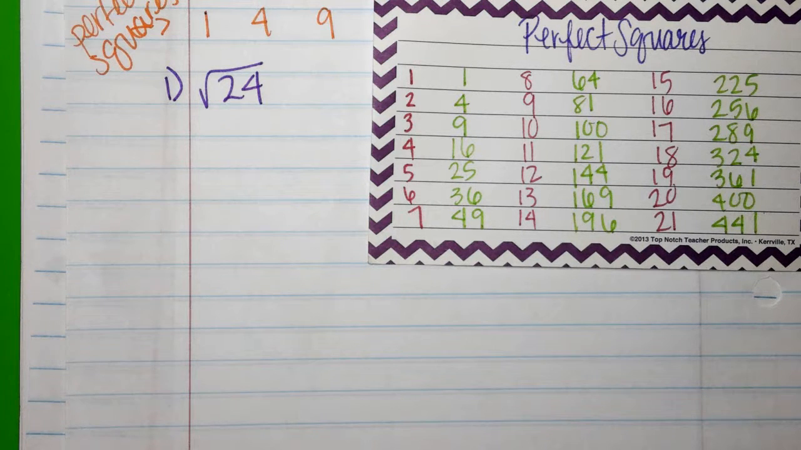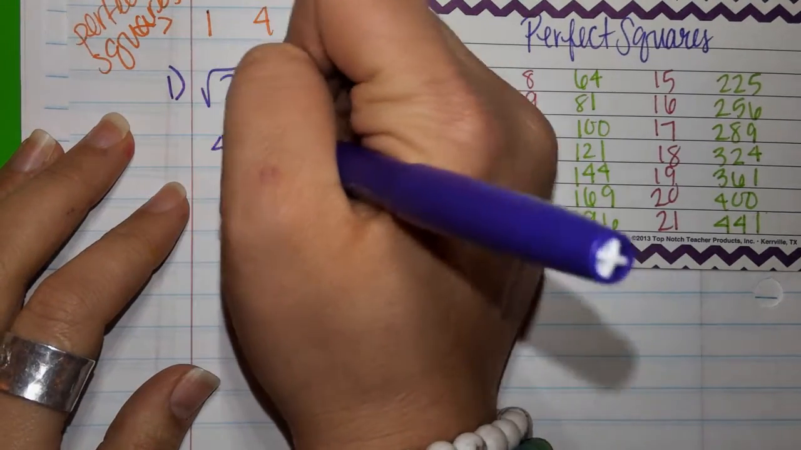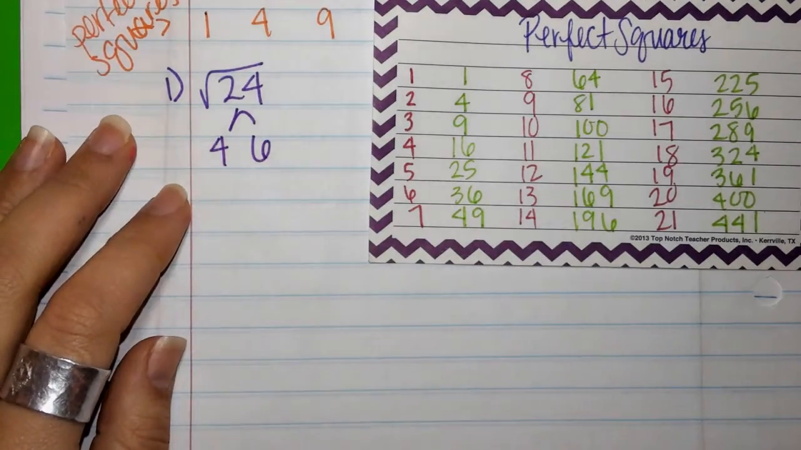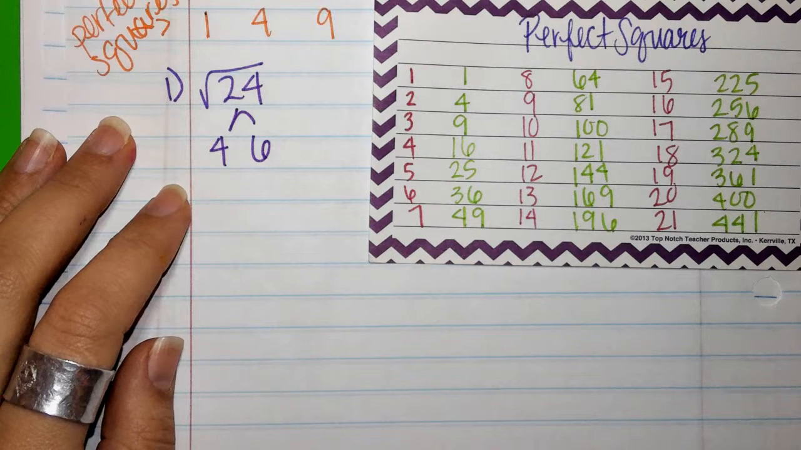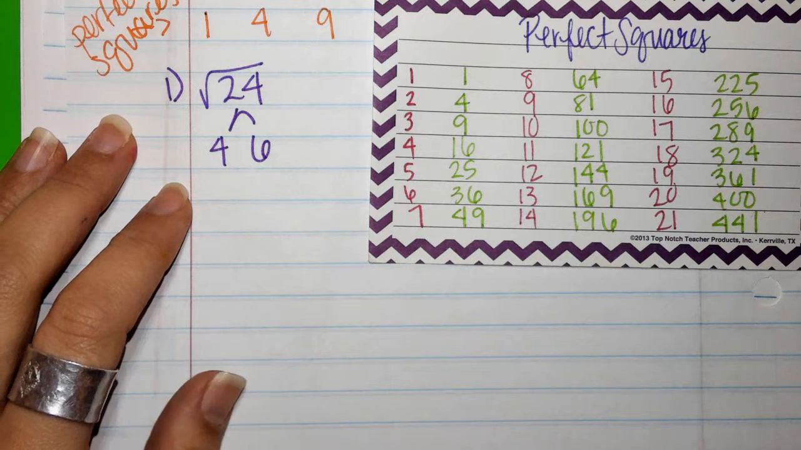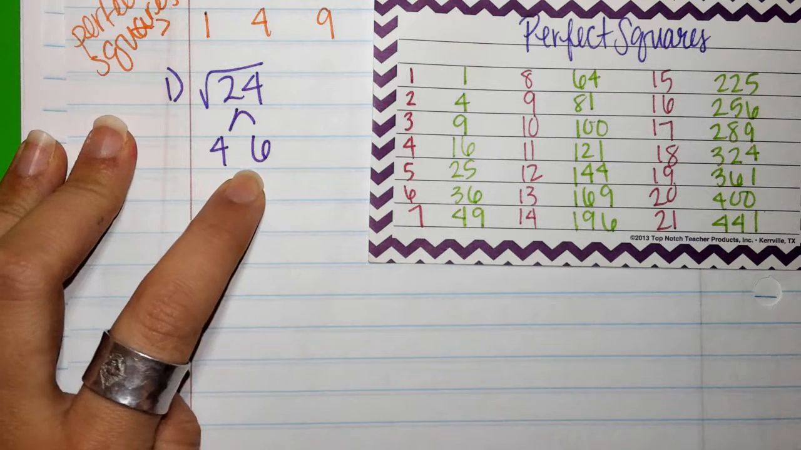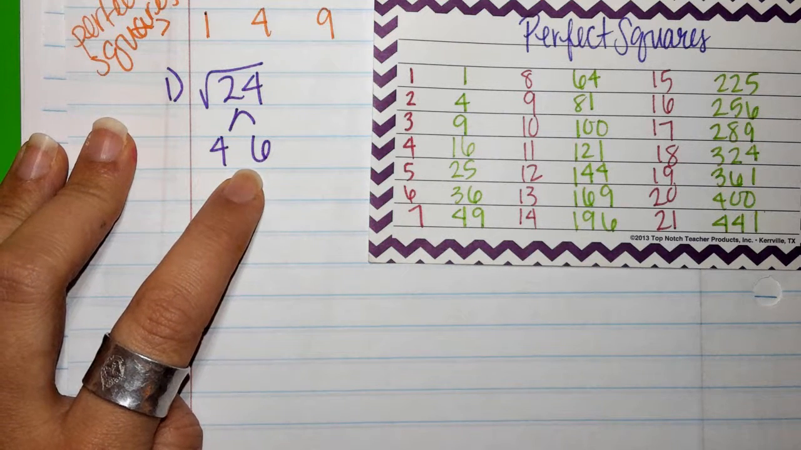Now, what is the biggest perfect square that divides evenly into 24? 4. And it's 4 times what? 6. Okay? Is everybody with me? Do we understand where I got 4 and 6 from? Does anybody not?